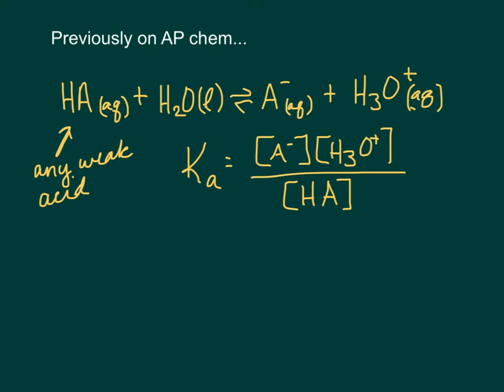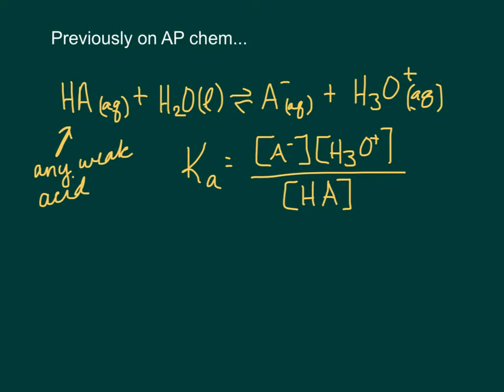Previously on AP Chem, we talked about weak acids and dissociating weak acids and their Ka, their equilibrium constant. And for the general term for weak acids, we just use HA to make it easier in case we get some weird acids on the AP exam. So we have our acid dissociation constant, Ka, equals the concentration of our conjugate base times the concentration of hydronium ions, all over the concentration of our weak acid.